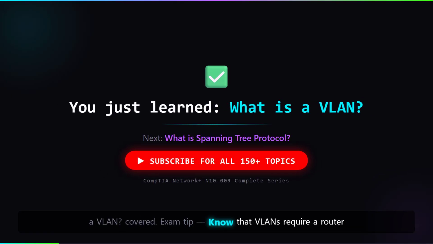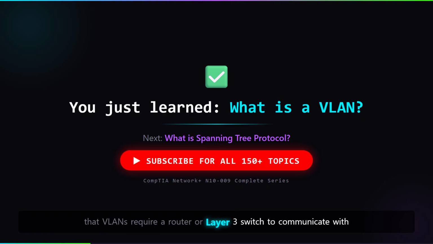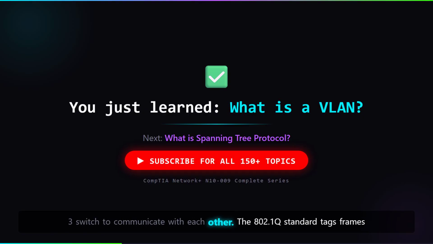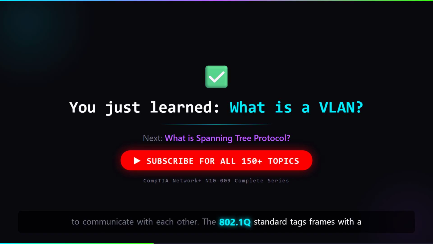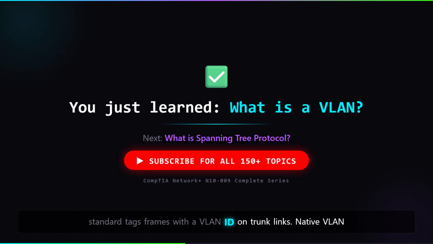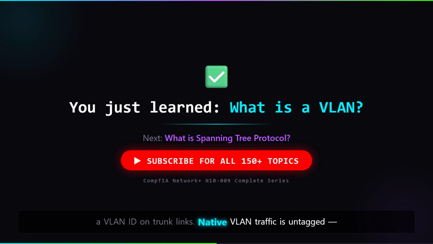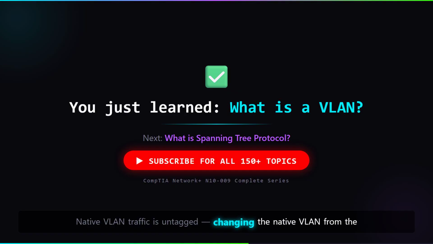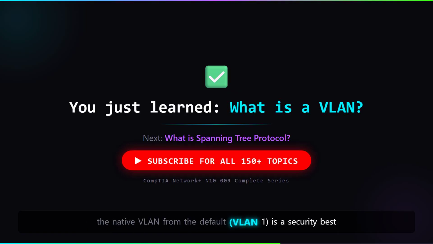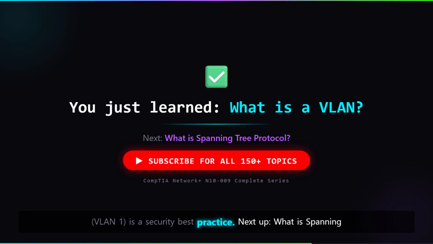Exam tip: know that VLANs require a router or Layer 3 switch to communicate with each other. The 802.1q standard tags frames with a VLAN ID on trunk links. Native VLAN traffic is untagged. Changing the native VLAN from the default, VLAN 1, is a security best practice.